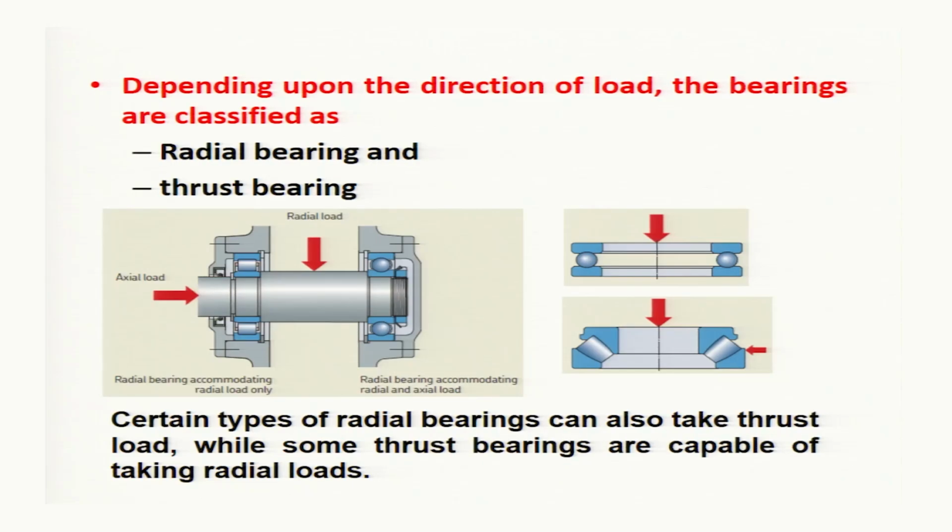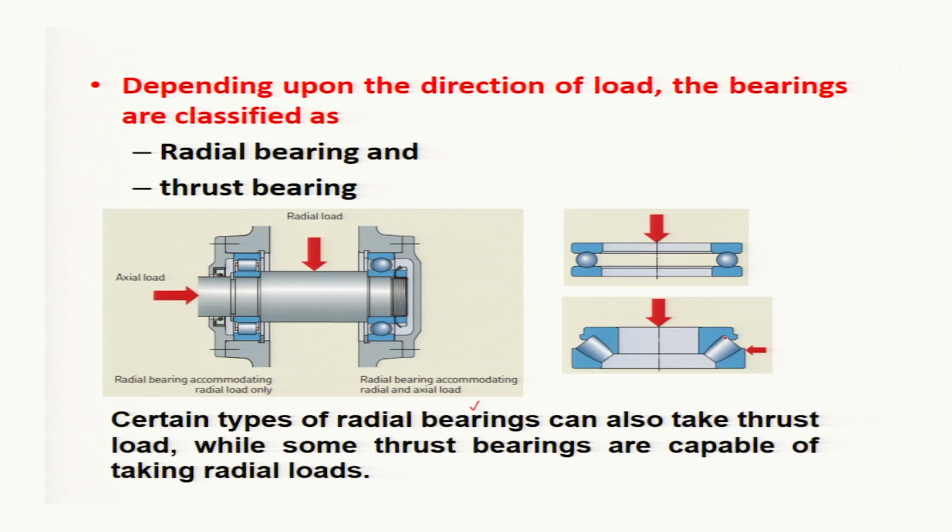Now depending upon the direction of load, the bearings are classified as radial bearing and thrust bearing. When the load is only in the radial direction, it is called the radial bearing. When the load is only in the direction of the axis of rotation, it is the thrust bearing. Certain types of radial bearings can also take some amount of thrust load, while some thrust bearings are capable of taking radial loads.